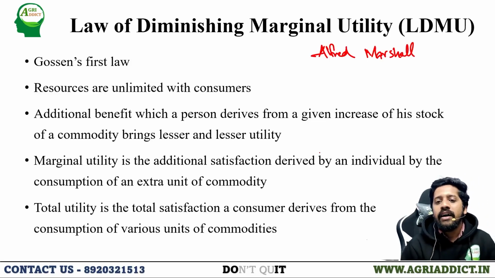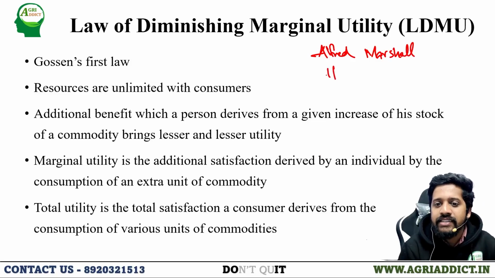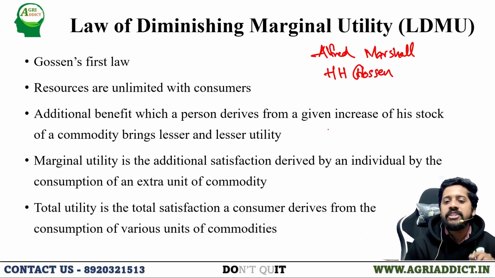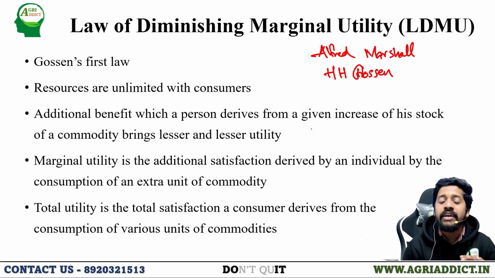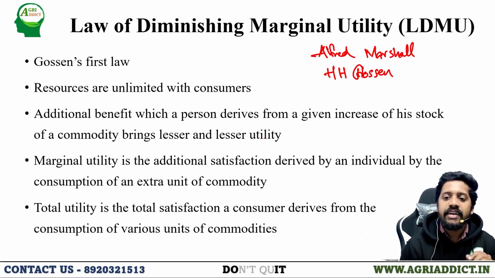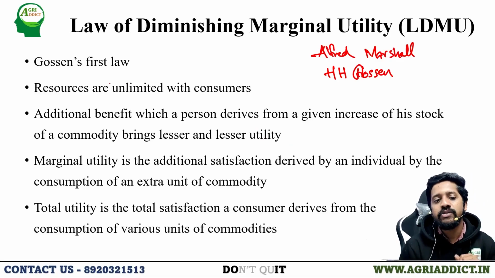So there was a famous statistician called H.H. Gossen. H.H. Gossen formulated the law of diminishing marginal utility for the first time, but he didn't state it as a law. Alfred Marshall modified it, and Alfred Marshall is the proposer of this law of diminishing marginal utility. Since it was formulated by H.H. Gossen, it is also known as Gossen's first law.